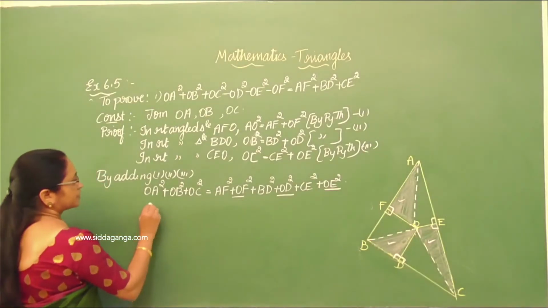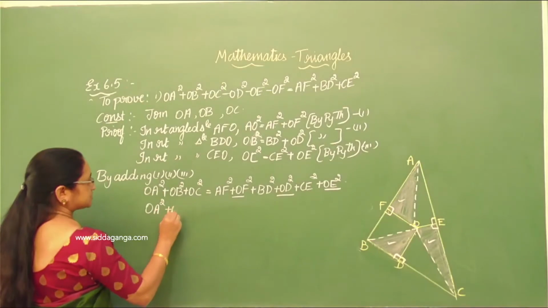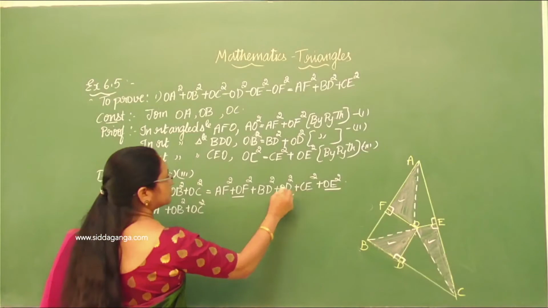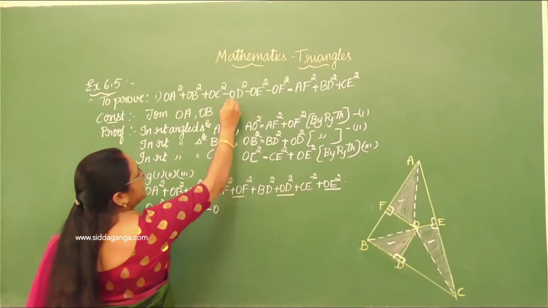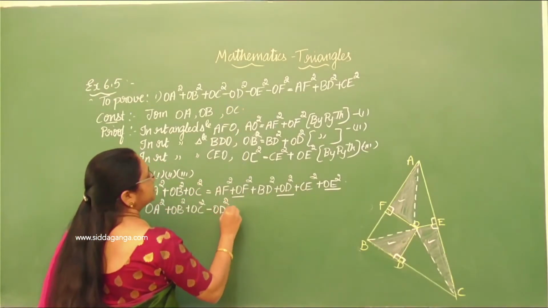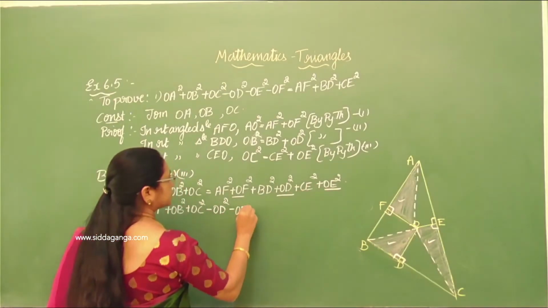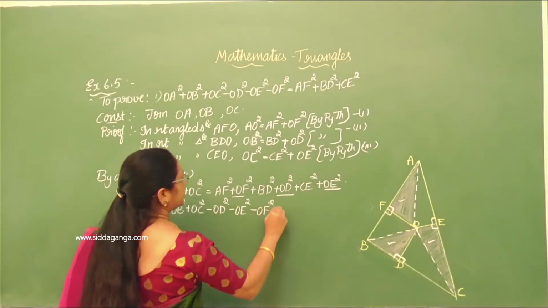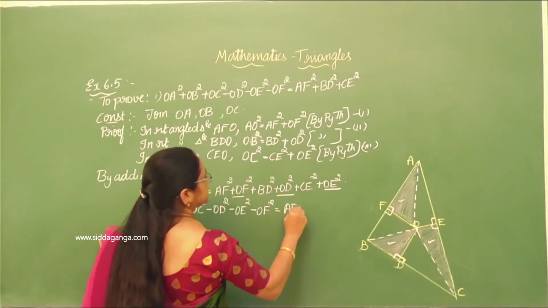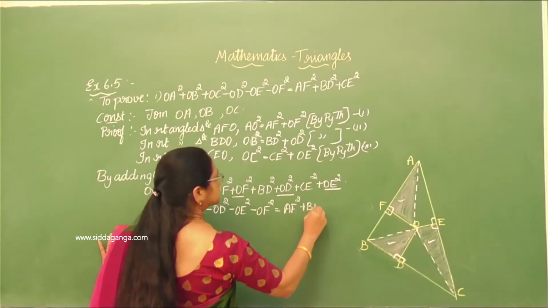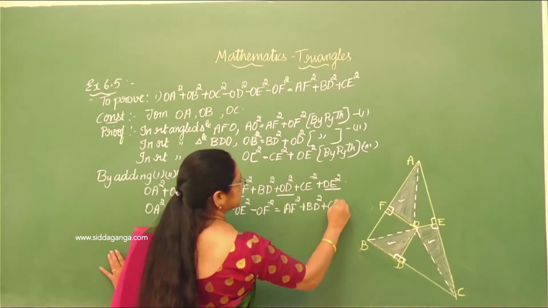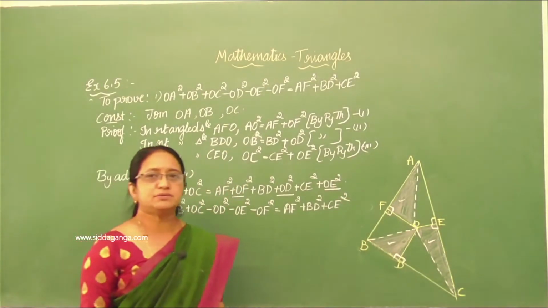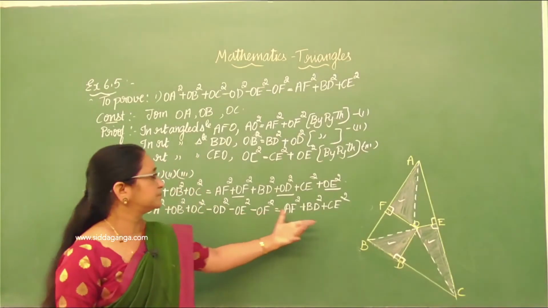See here, OA square plus OB square plus OC square. I am writing in the order as the question is. OD square minus OE square, then minus OF square. Then the remaining I am going to keep here itself, that is AF square plus BD square plus CE square. See? Hence, proved. Clear? So very easy. Hence, proved.